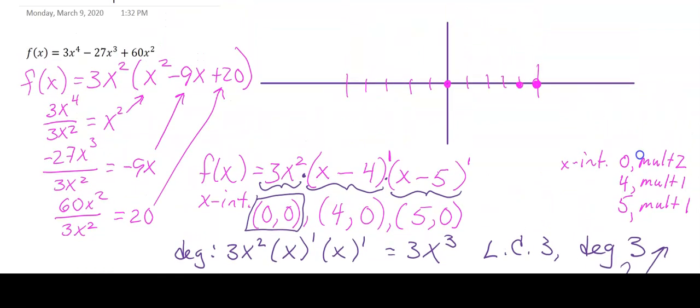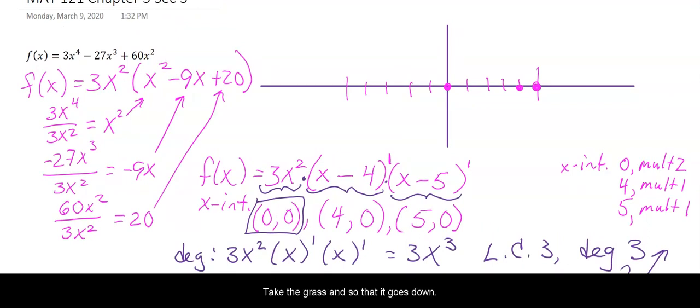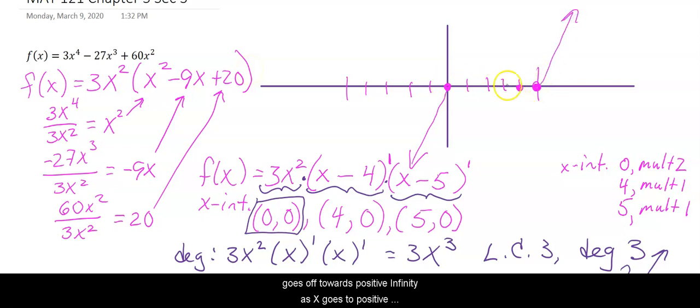Now let's draw the graph. I'm going to take the graph and show that it goes down towards negative infinity as x goes to negative infinity. It goes off towards positive infinity as x goes to positive infinity, the y value goes up forever. In between, I need to cross the x-axis when the multiplicity is odd and bounce off when it's even. I usually put a small lowercase b near the x-intercepts that have even multiplicity. That would be at the origin. So it's going to bounce, come back down, cross.